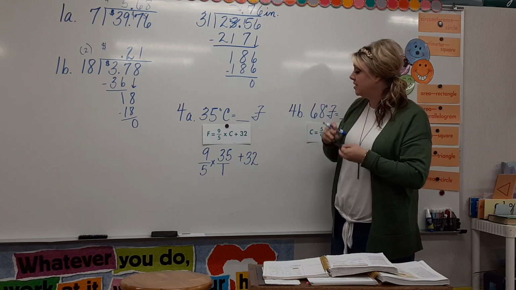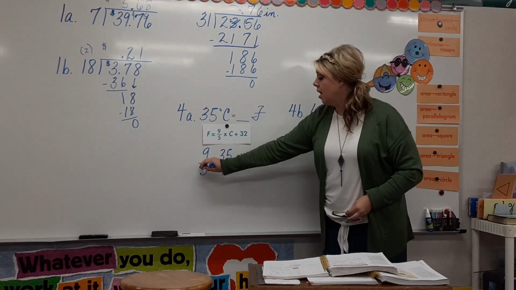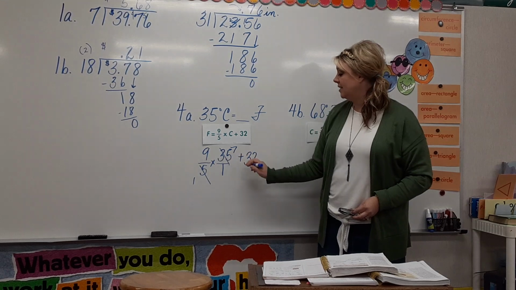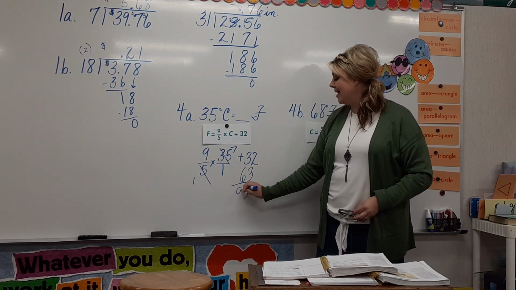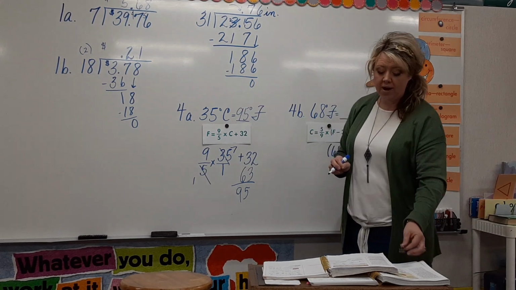And we're going to plug in our Celsius temperature of 35 here, which is what we have up top in the problem. We're going to cancel out. We know 7 times 9 is 63. We'll add that to our 32 to get 95 degrees. That is for problem 4A.